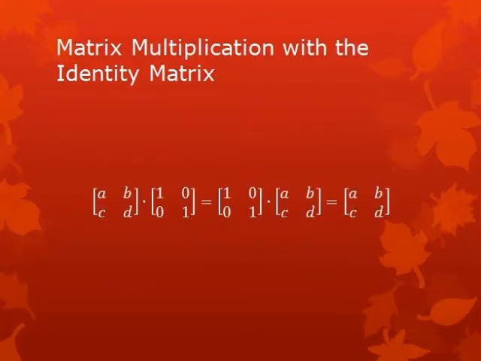So again, when you multiply a matrix by its identity matrix, it doesn't matter whether it's before or after, you will get the exact same matrix. So here's just an example with some variables in there. When you multiply it either on the left or the right, you get the exact same matrix.